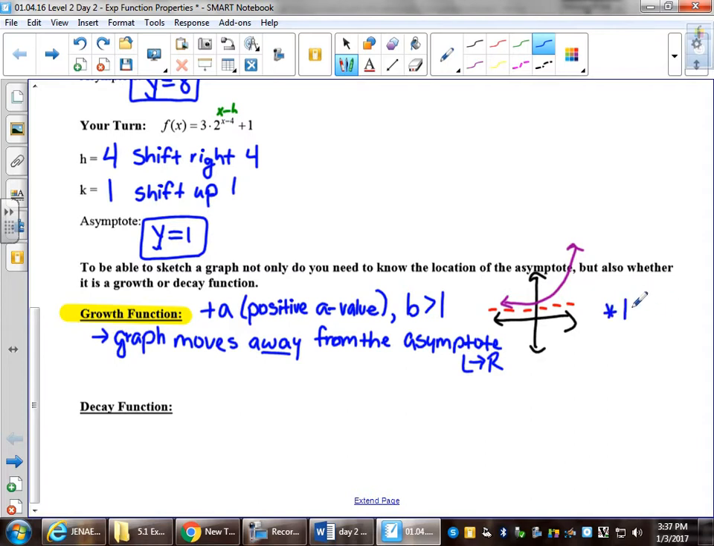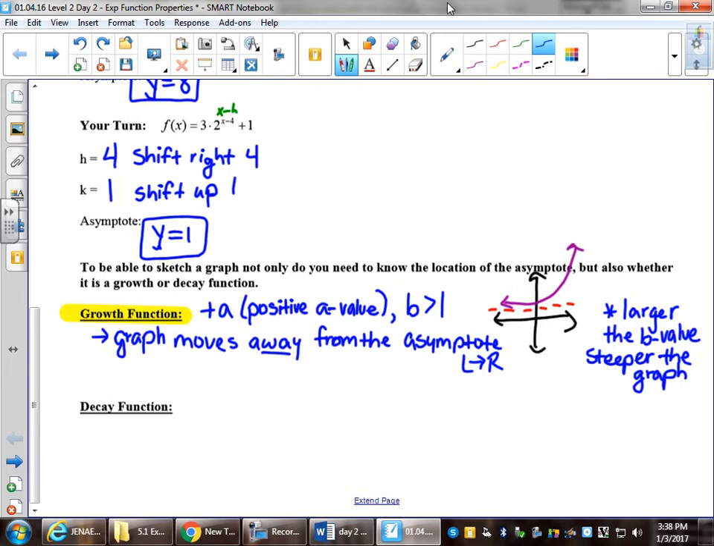Also, the larger the b value, the steeper the graph. So a b value greater than 1 could be 2. Another one could be 100. If b is 100, it's going to definitely be steeper than if b was 2. That's what this means.